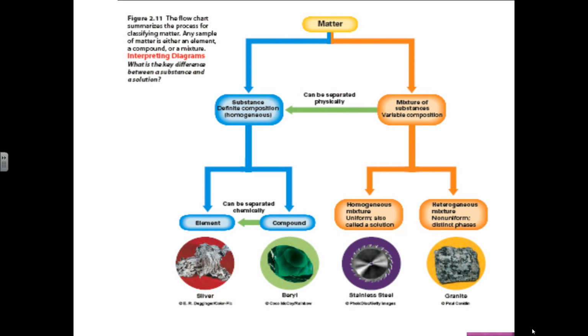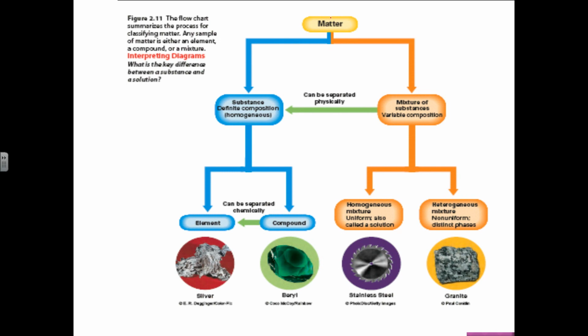Today's lesson is a review of the classification of matter, and then we're going to go right into a little more detail about the elements on the periodic table. So, in our last lesson, we left off with the matter flowchart. Here's another version of the matter flowchart.